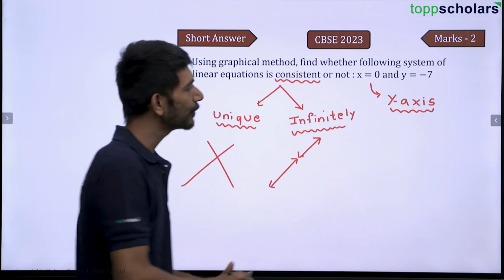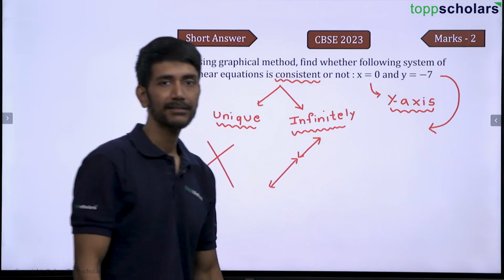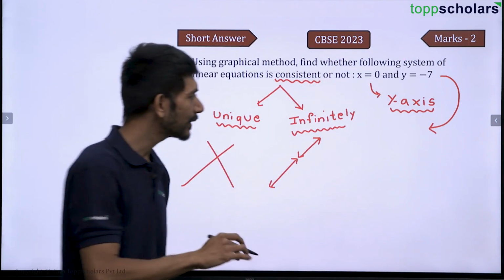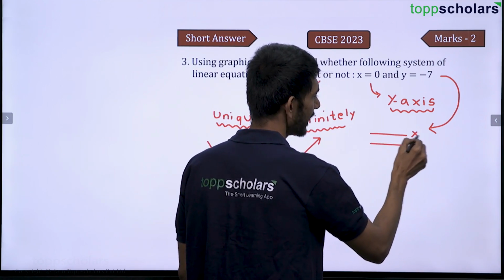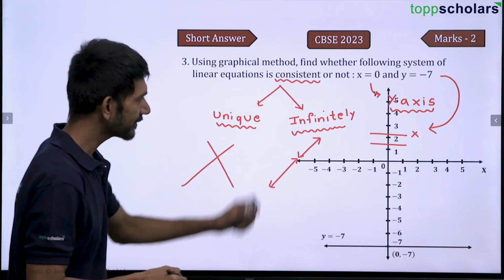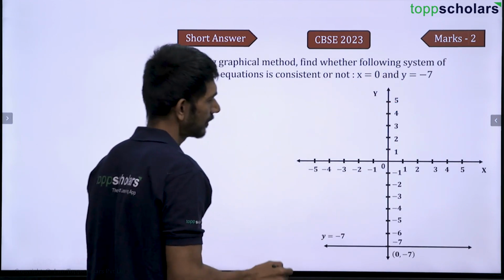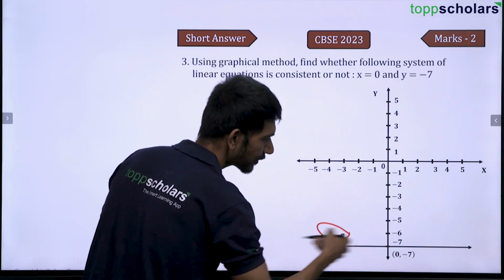And then we have y is equal to minus 7. This is a line parallel to x axis, right? If this is my x axis, this will be my y is equal to minus 7. So let us see the graph. So we have the graph. So y is equal to minus 7. This is the line y is equal to minus 7.